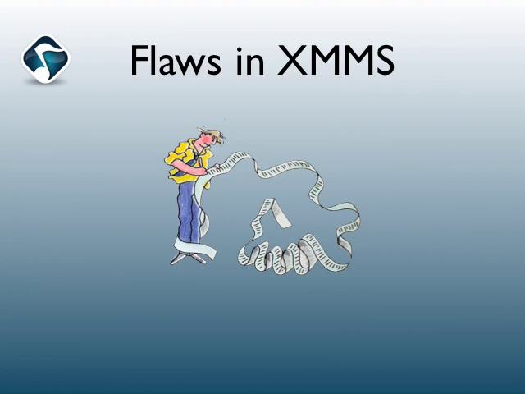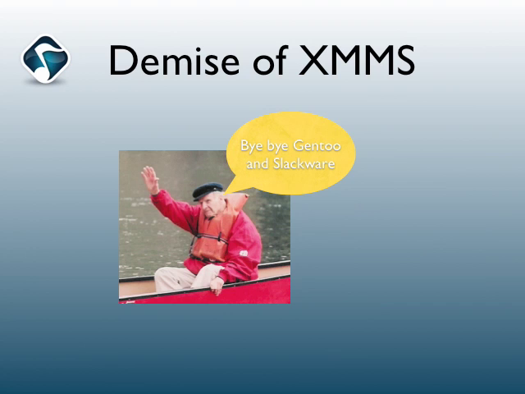We were looking at the XMMS1 code base and realized we had to rewrite it from scratch because the flaws were so many, so it would be very hard for us to actually do something about it. So we say goodbye to XMMS like many of the distributions have done today, both Gentoo and Slackware, and I guess that within a decade even Debian will drop it from their distribution.